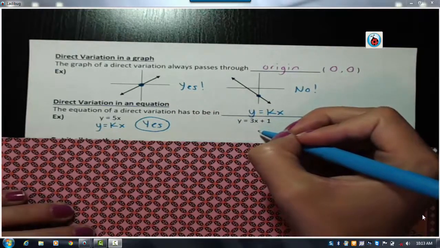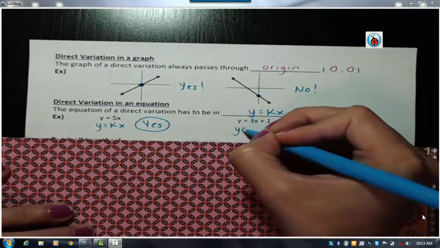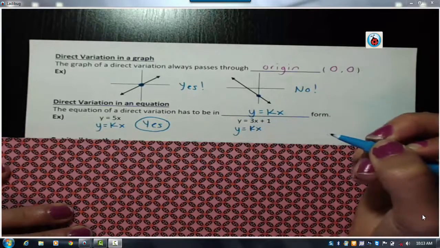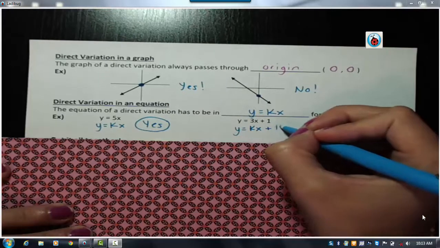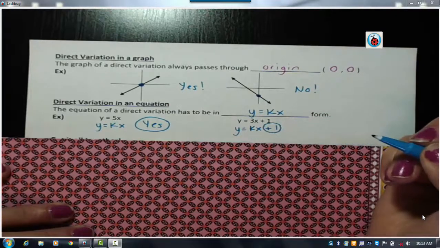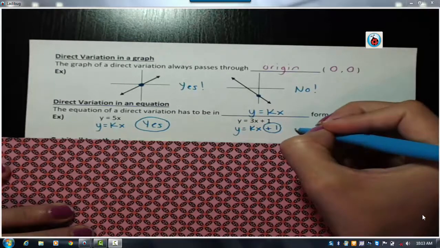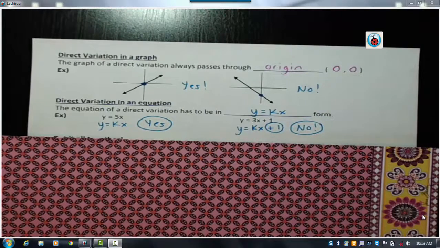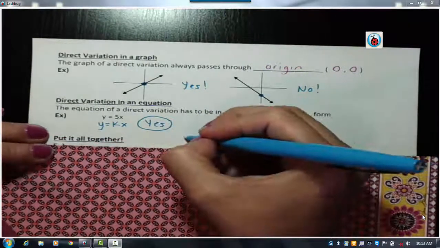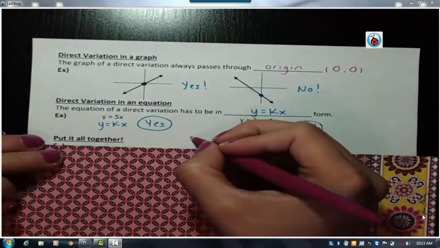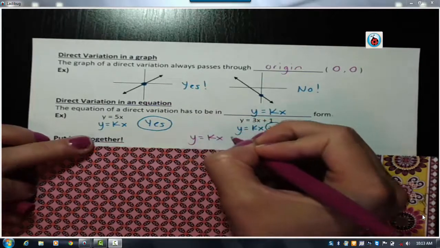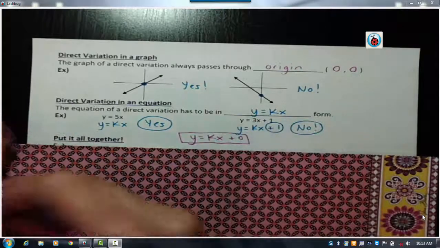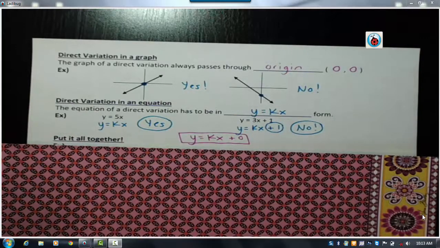If I look at this next one, does it fit in the form of y is equal to kx? It does, however, it has that additional number that's attached to it. That additional number means that it does not form a direct variation relationship. Okay? Our equation has to be written in the form of y is equal to kx plus 0. That 0 is going to determine if it is a direct variation or not.